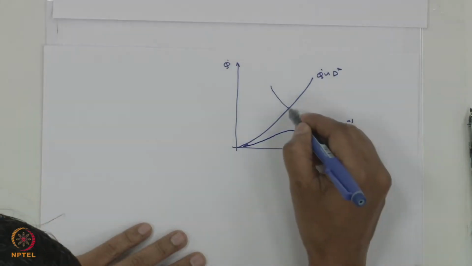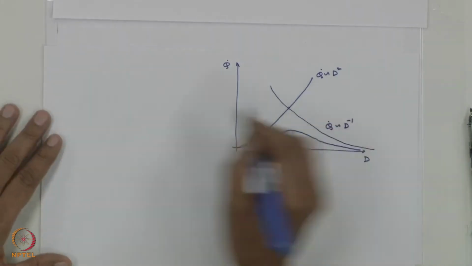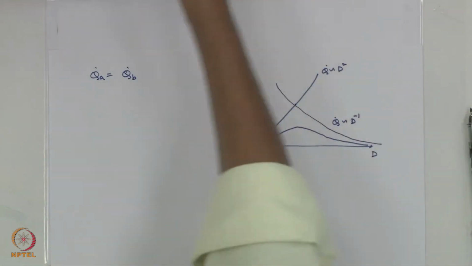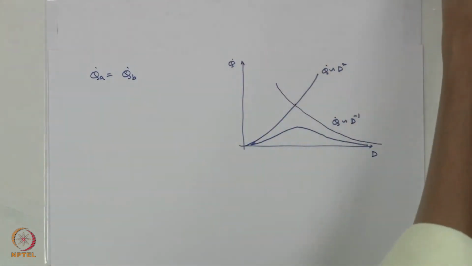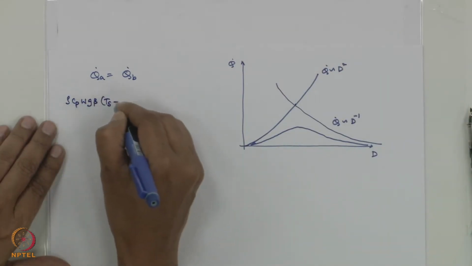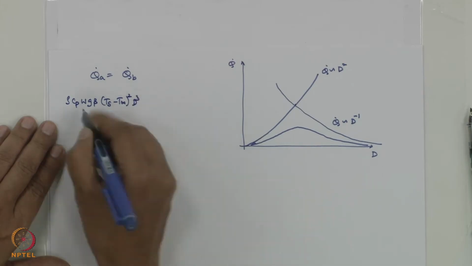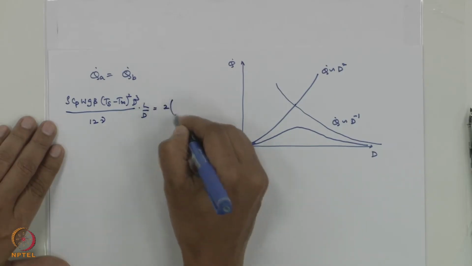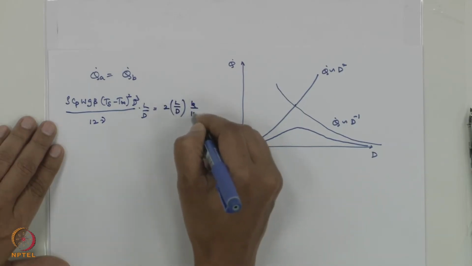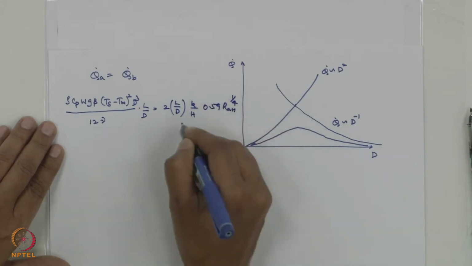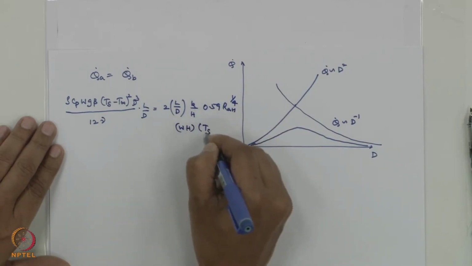So, the point at which both intersect, Q dot A has to be equal to Q dot B. So if I equate them, Q dot A, whatever I have gotten, if I write that, what is Q dot A is rho Cp W g beta (Ts minus T infinity) whole square d cube upon 12 nu into L by D, is equal to 2 into L by D into K by H into 0.59 Rayleigh number to the power of 1 by 4 into W into H into (Ts minus T infinity).